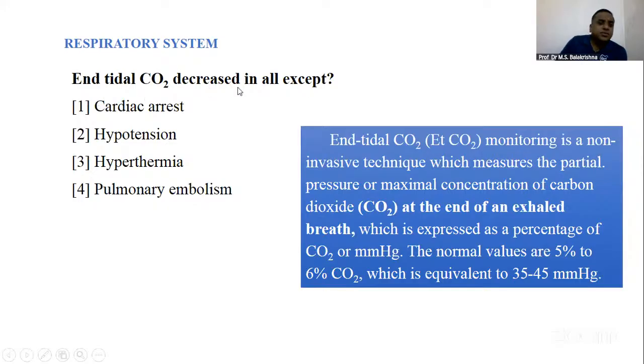End-tidal CO2 is decreased in all except. So end-tidal CO2 monitoring is a non-invasive technique which measures the partial pressure of the maximum concentration of carbon dioxide. Normal values are 5 to 6% of carbon dioxide, equivalent to 35 to 45 mm of Hg.